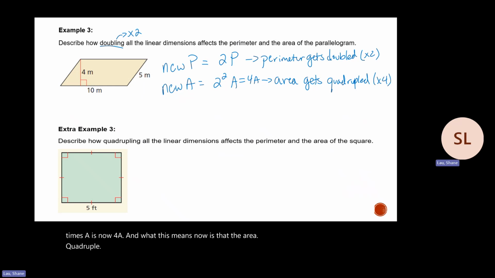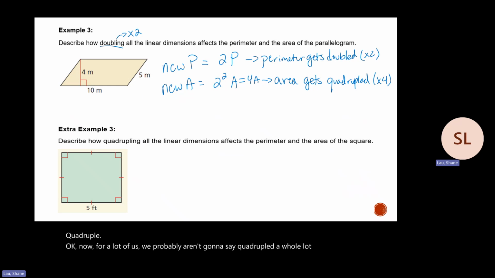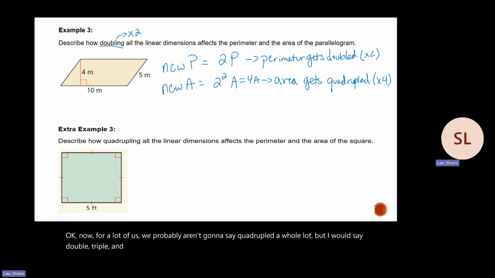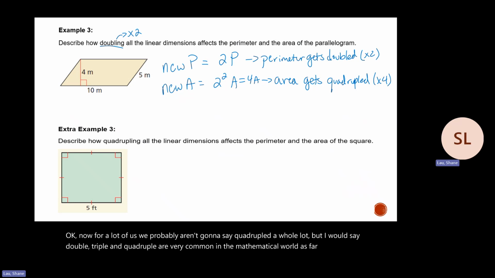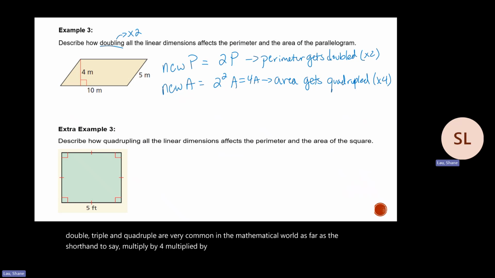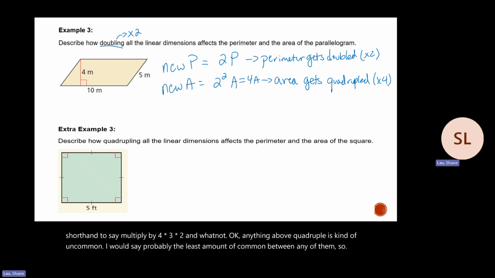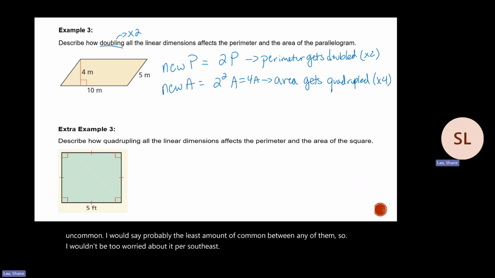Okay. Now, for a lot of us, we probably aren't going to say quadrupled a whole lot, but I would say double, triple, and quadruple are very common in the mathematical world as far as the shorthands to say multiply by 4, multiply by 3, multiply by 2, and whatnot. Okay, anything above quadruple is kind of uncommon. I would say probably the least amount of common between any of them. So I wouldn't be too worried about it per se, but I would definitely make sure that instead of saying times 2, just say doubled. It's just going to be easier. Now go ahead and try extra example 3.